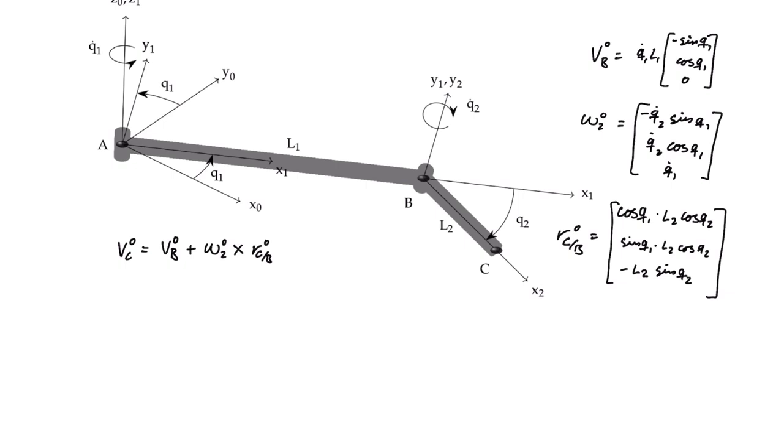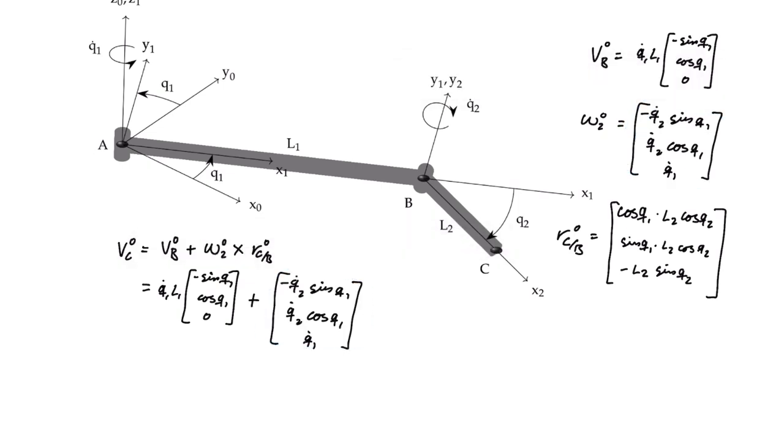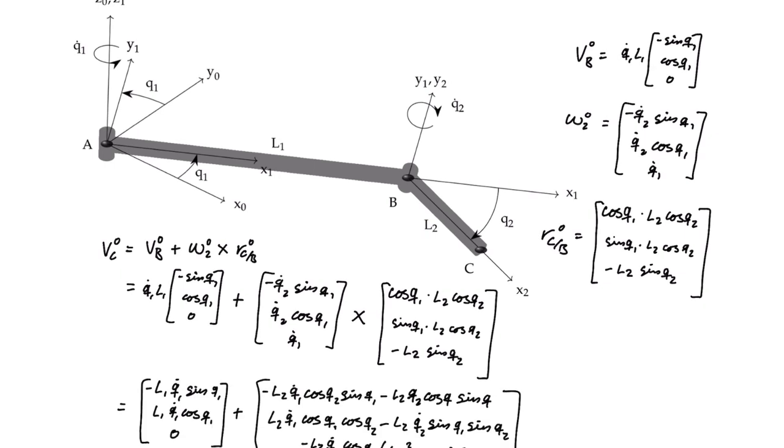So now we have everything to solve this equation here. So we have the VB0, so I can just add that one. And then we have the cross product of the angular speed here, cross multiplied by the vector BC. So this should be the equation to solve the speed in point C. This is going to get really ugly and probably doesn't say much, so I'll just show you what we get. So this part is equal to this. And when you cross multiply these two vectors, you get this one.